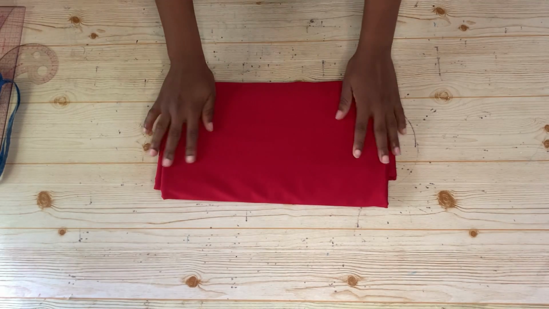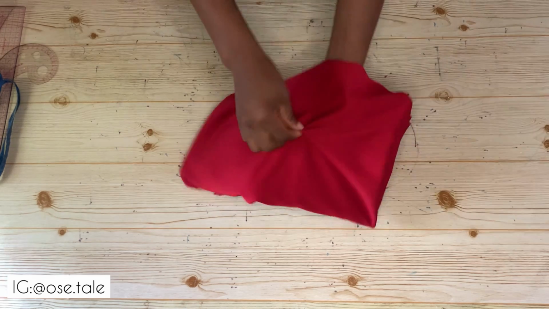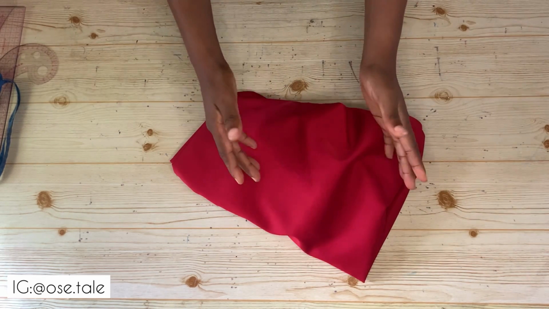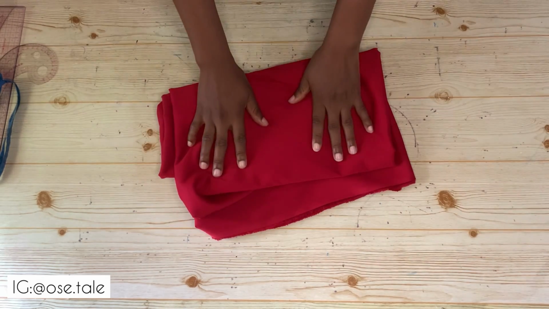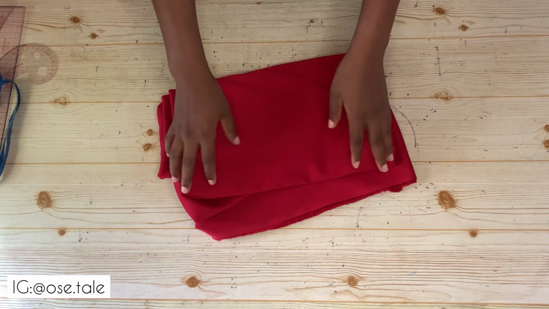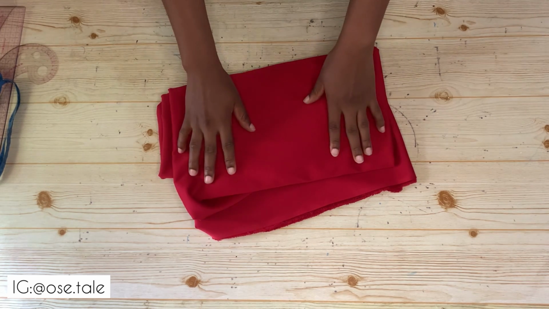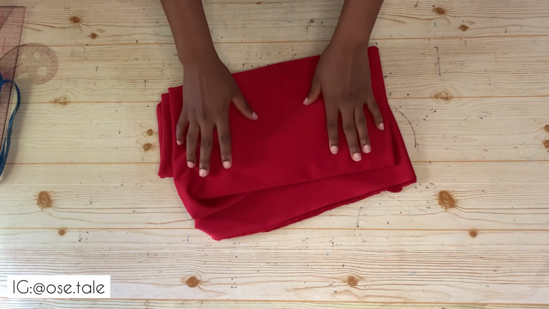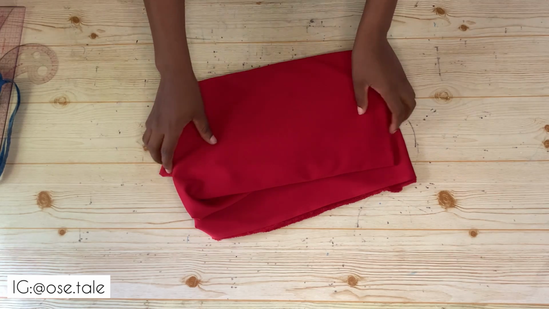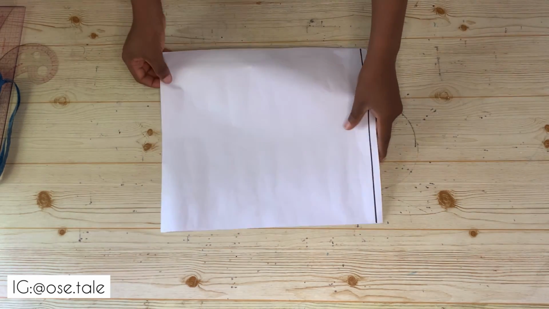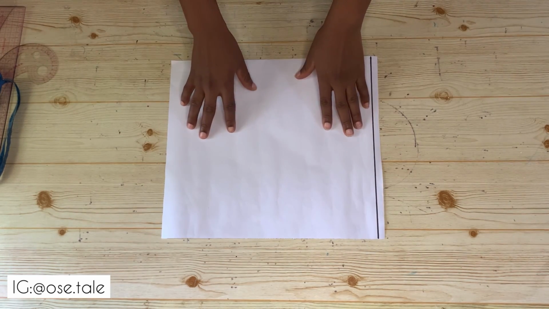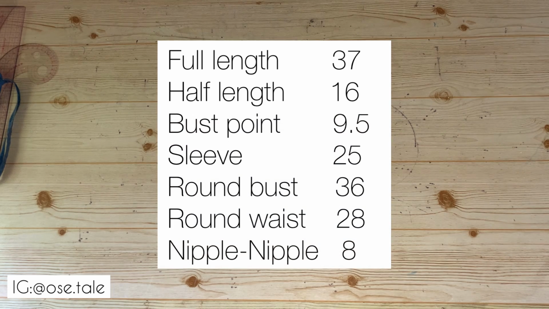So guys, this is the fabric I'm going to be using for this tutorial. It is a crepe fabric, but it is not so much of a stretchy crepe fabric, and you're going to be needing nothing less than 3 to 4 yards of fabric depending on your size. Okay, now I'm going to bring my pattern paper, which I'm going to be using to draft the upper part of this dress, and these are the measurements you're going to be needing.